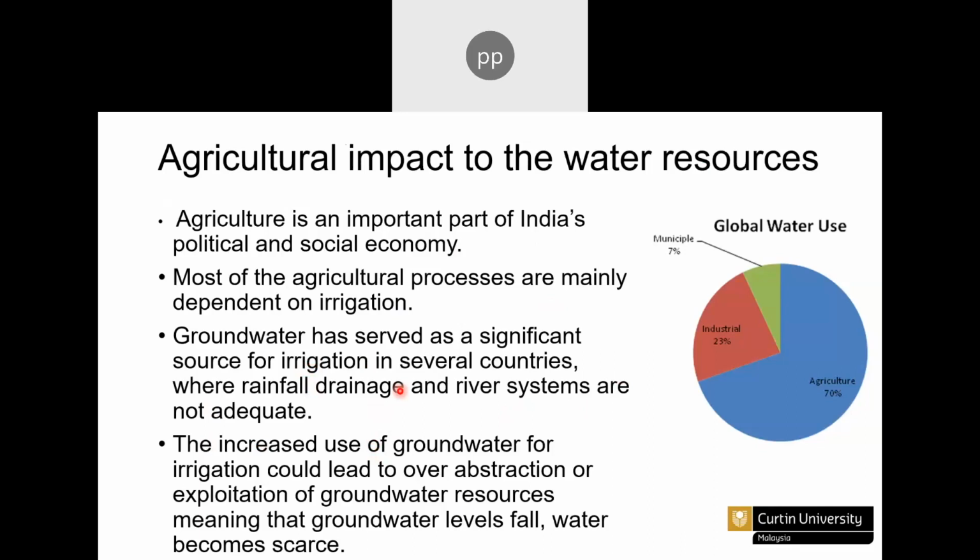So that's why groundwater is considered a very significant water source for agriculture. Because if you take the global scenario, I think a significant number of countries mainly depend upon groundwater, including India. So the increased use of groundwater for irrigation could lead to over-abstraction or exploitation of groundwater resources, which declines the groundwater level and makes water scarce. Okay, so this is the negative impact of how agricultural activity affects water resources.